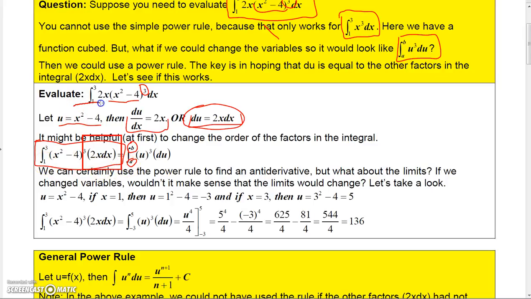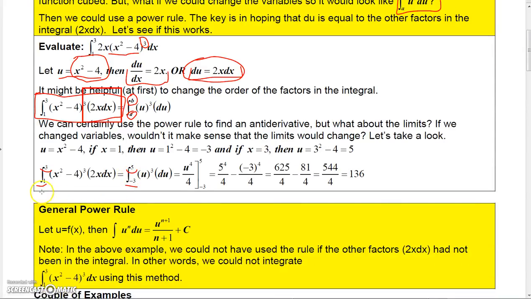Well, that's easy enough. Here's the u in terms of x. If you plug x equal 1 in here, you get negative 3. So when x was 1, u is going to be negative 3. And then if you plug 3 in, 3 squared minus 4 is 5. So when x was 3, that changes to u equal 5. So now this integral can be written as u cubed du from negative 3 to 5.